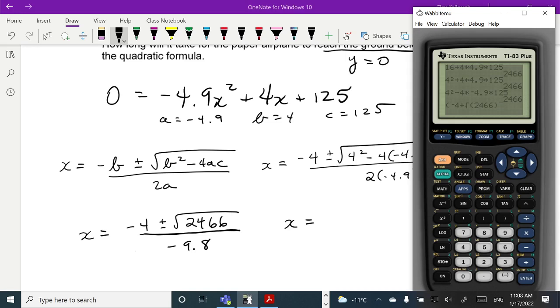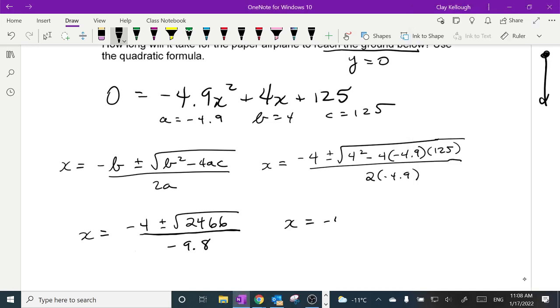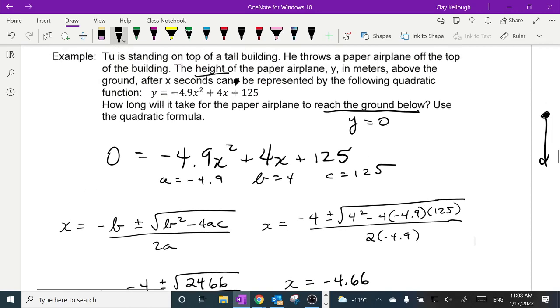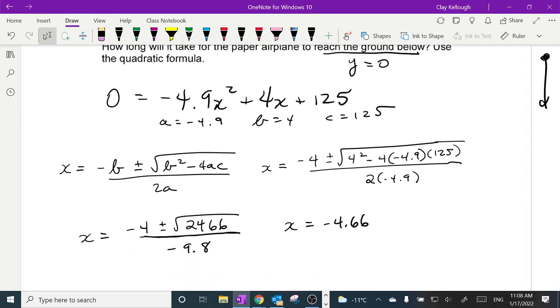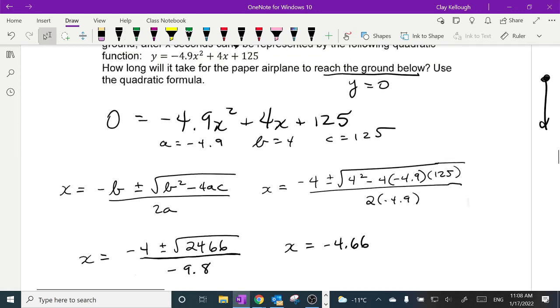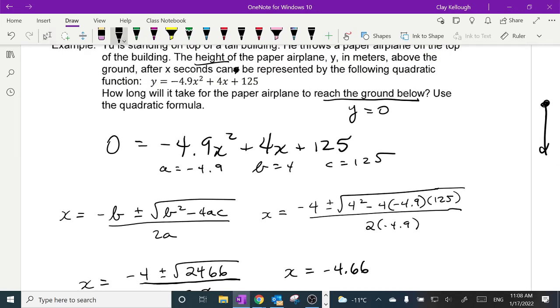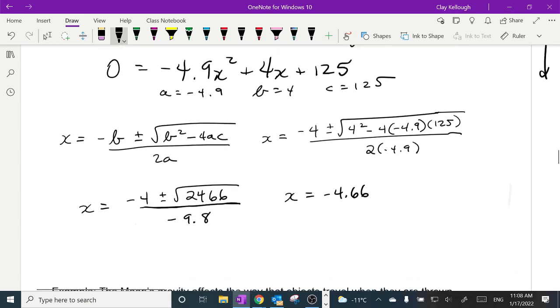Now I need to close my numerator and divide by negative 9.8. So there's my first answer. Negative 4.66. Now, what does that number represent again? What's x? Meters. Might want to relook at that. That was the add. I did the add first. And okay, go back in the question. What's x? X is how many seconds the plane's been in the air.